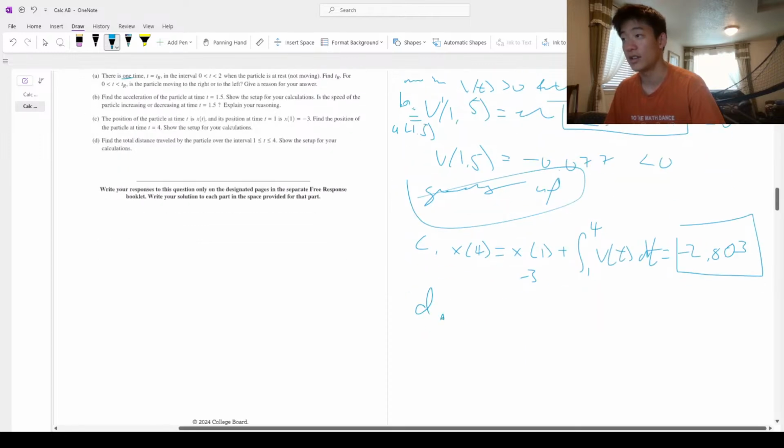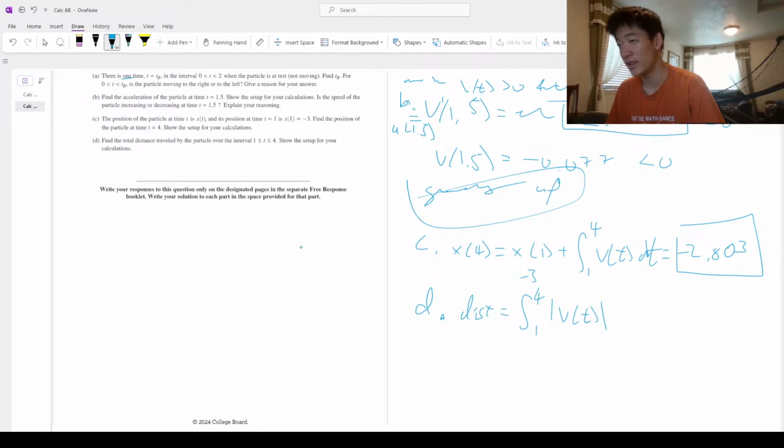Part D finally. The total distance traveled. That's going to be the speed. Make sure you put the absolute value of the velocity. This is actually where a lot of people tend to go wrong, and the reason is that it changes direction. If you just do the velocity, you're going to find the displacement. So this part minus this part, and you forget about the thing over here, because you're only taking the end point minus the initial point. You need to take the absolute value because this is the speed. You're integrating the speed, and the speed doesn't care about the direction.